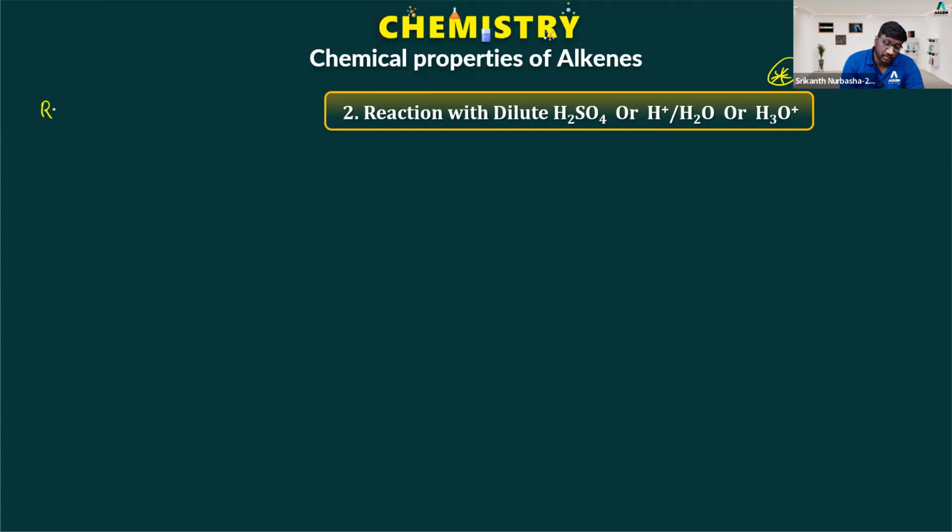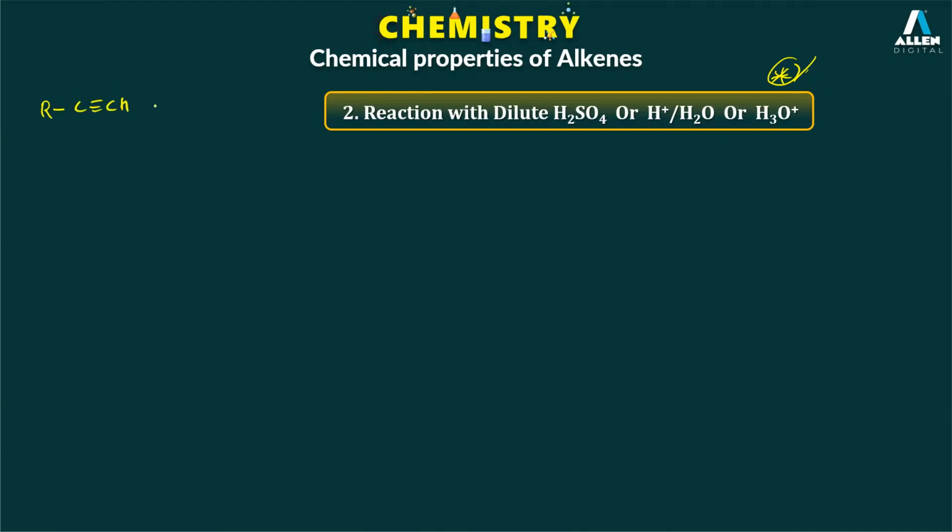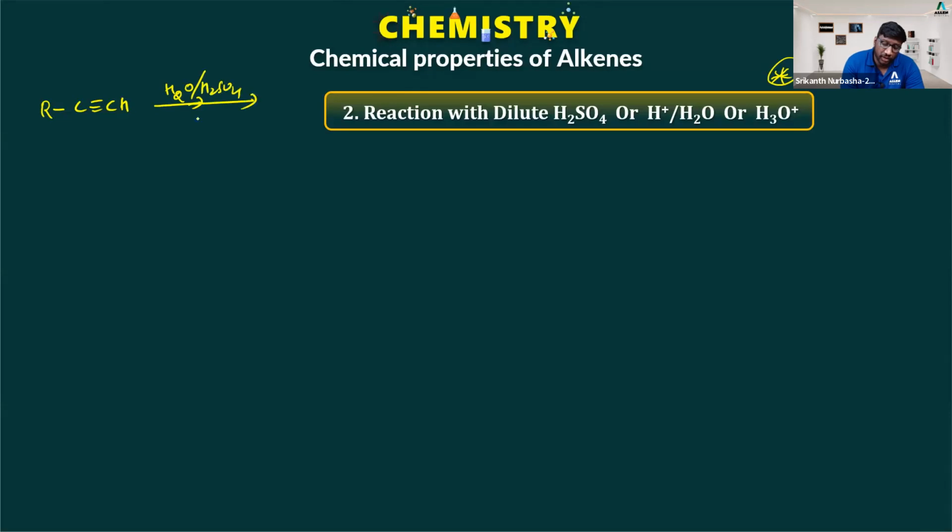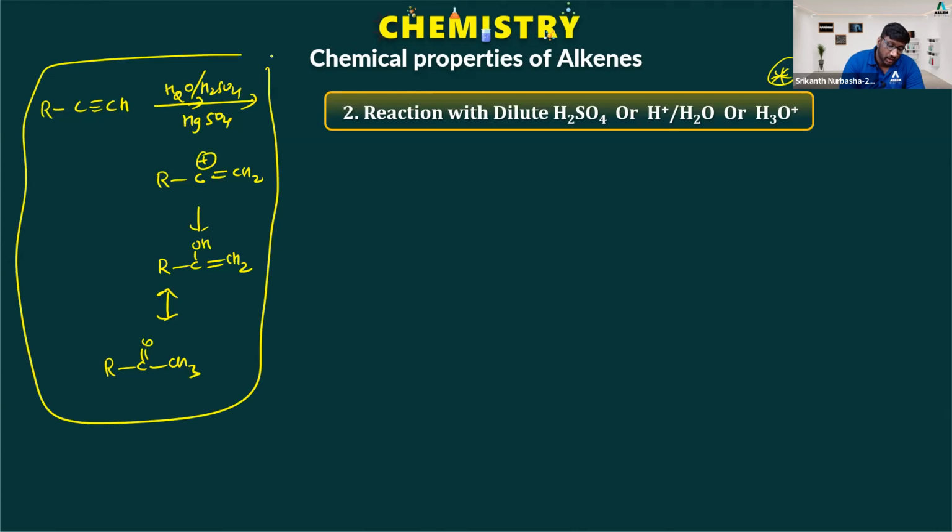If I take R C triple bond CH in the presence of H2O, H2SO4, we also need some HgSO4. So it will form R C double bond CH2 plus. Now you will get R C(OH) double bond CH2, which can be tautomerized to form R C double bond O CH3. What is the role of H2SO4? To increase the attack of the pi electron density to your respective H plus ion.